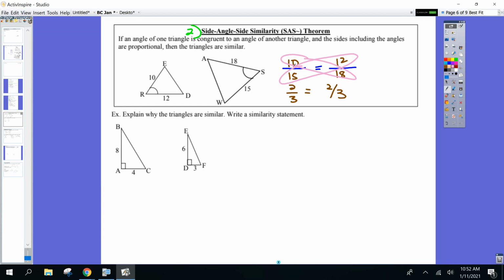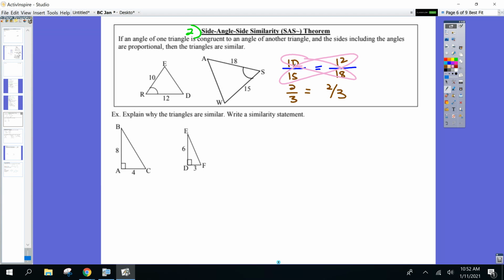Is there a way you're supposed to know whether I need to put 10 over 15 as opposed to putting 10 over 18? Small to small, big to big. The smallest side should always correspond with the smallest side in the other triangle. The biggest side should always correspond with the biggest side in the other one.